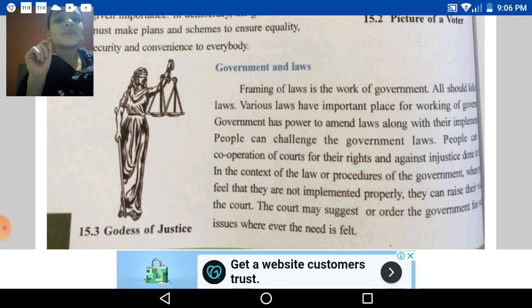So here, figure 15.3 is the goddess of justice. Her eyes are covered, meaning she will not see which person is in front of her, any rich person, any poor person, any famous person. Nothing. All laws are equal to everyone in the country.